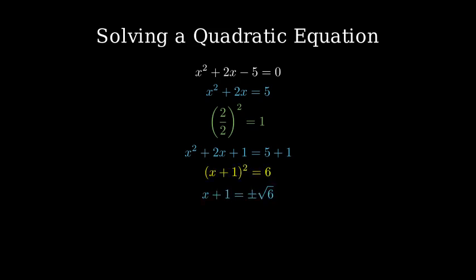Solving for x, we get x equals negative 1 plus or minus the square root of 6. This gives us approximately x equals 1.45 or negative 3.45.